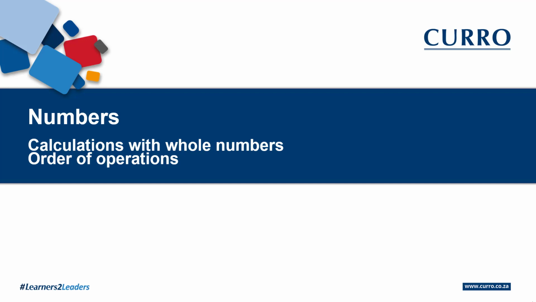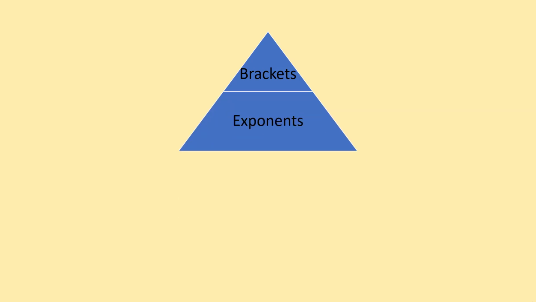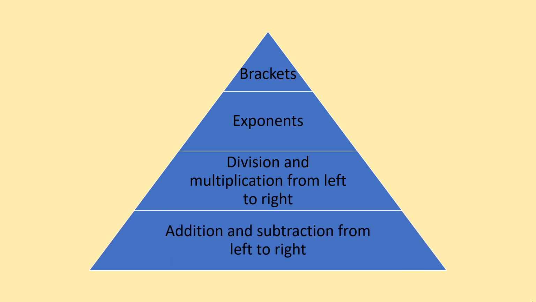Numbers, calculations with whole numbers, order of operations. We always first do brackets, then it will, depending on the situation, be exponents, roots, then division and multiplication. The safest will be to work from left to right, and addition and subtraction from left to right.